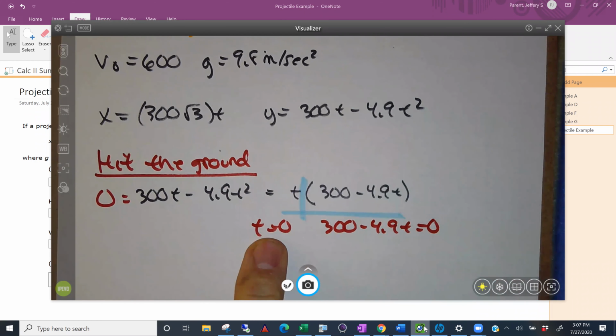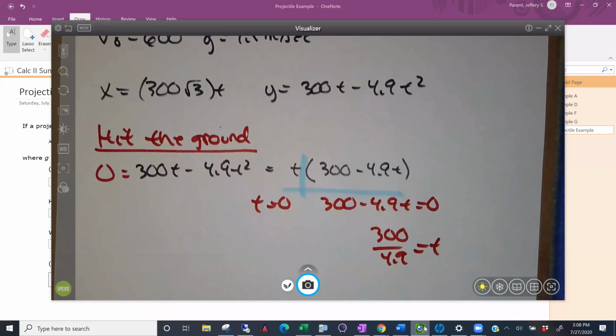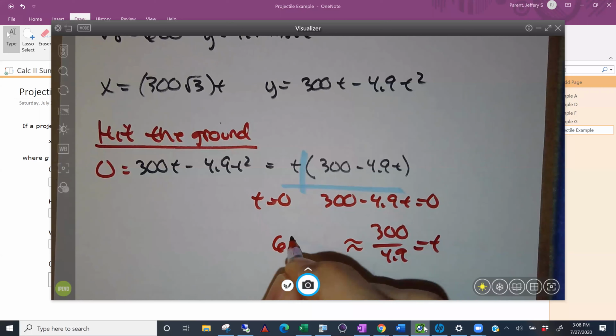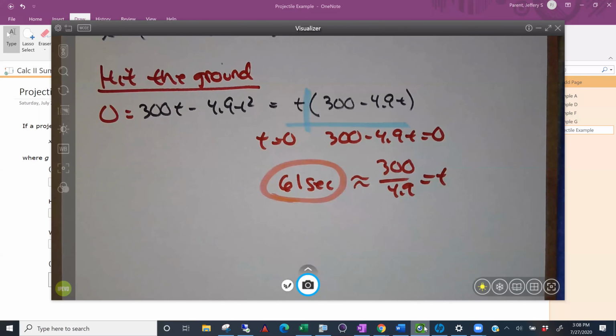t equals 0 when it's initially fired. This equals 0 when it's going to hit the ground. So this is going to be 300 divided by 4.9 equals t. Rounding off to the nearest second for WebAssign, it's about 61 seconds. 61.22, but then again, WebAssign wants it rounded. So there's the answer to our first part. We're okay with when it hits the ground?